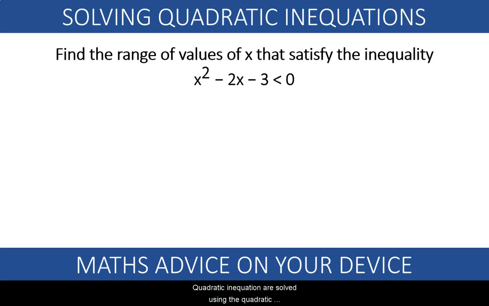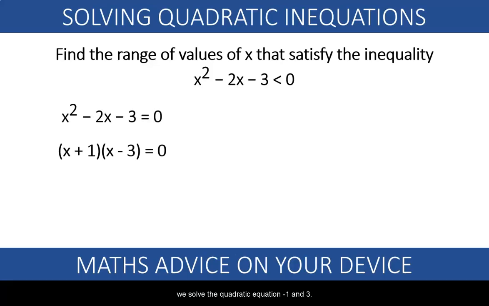Quadratic inequations are solved using the quadratic equation solutions. However, the answer is given as a range of values rather than 2 points. For example, when solving the quadratic inequation x squared minus 2x minus 3 less than 0, we solve the quadratic equation and get minus 1 and 3.